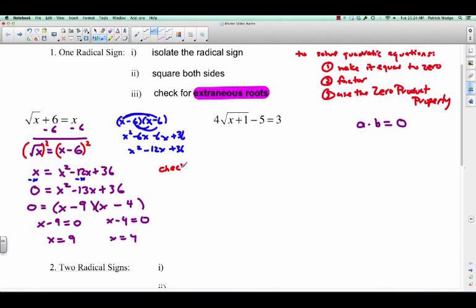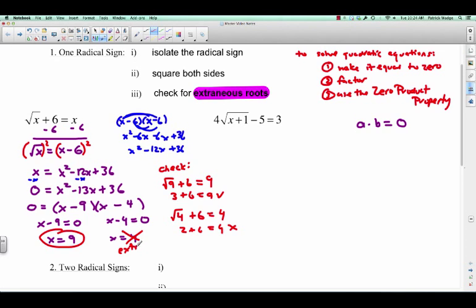You won't need to write this for me when you do them. You don't have to write check and do it all, but I'll do it just to show you. If I put 9 in here, I get the square root of 9 plus 6 equals x, which is 9. The square root of 9 is 3, plus 6 equals 9. Yeah, that worked. Let's check the other one. If I put the square root of 4 in there, plus 6 equals x, which is 4. That's 2 plus 6 equals 4. Did that work? No, it didn't. So this works. This is the answer. This here, that's an extraneous root.